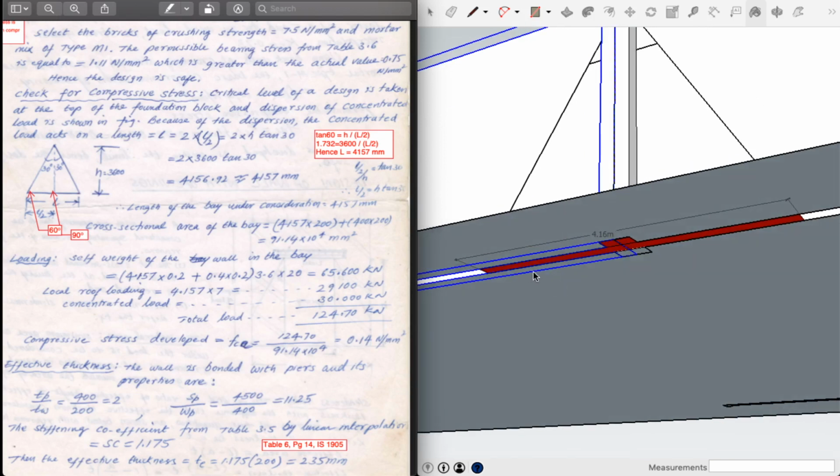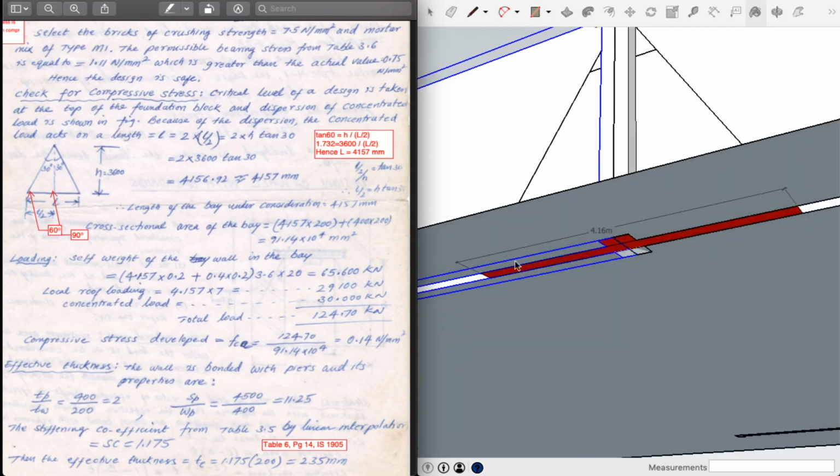So 3.6 into 91.14 into 10 power 4 will give us the volume of that particular part, and we are multiplying that with 20, which is the unit weight of brick, or we can multiply it with density as well. Either way, we get 65.6 kilonewtons, which is the total load on this red shaded portion. That is purely self weight.